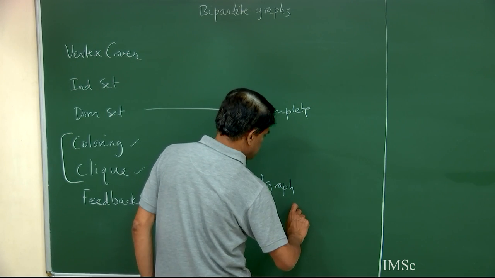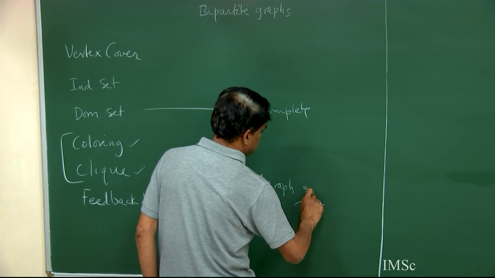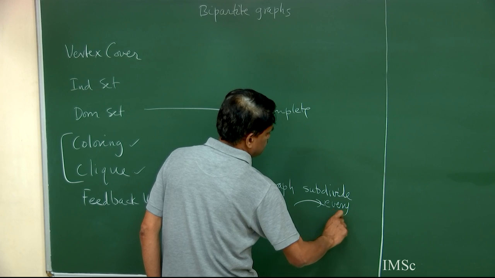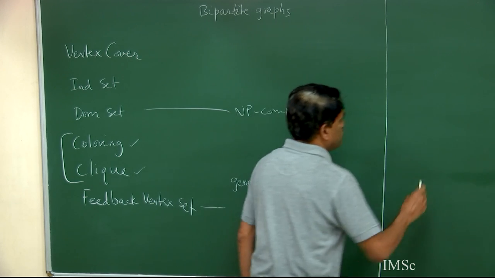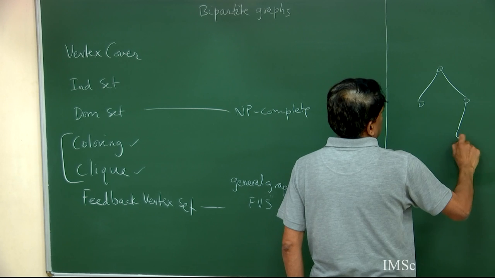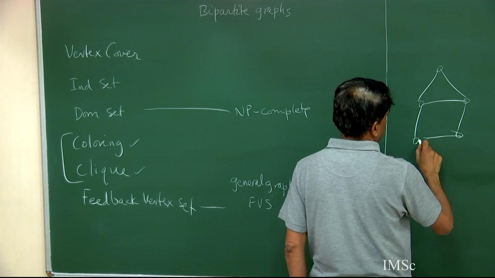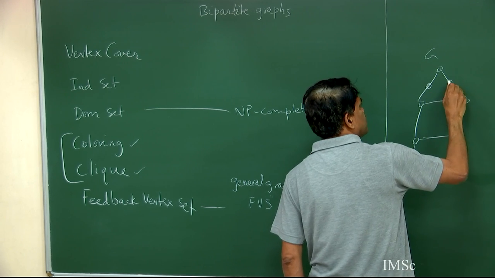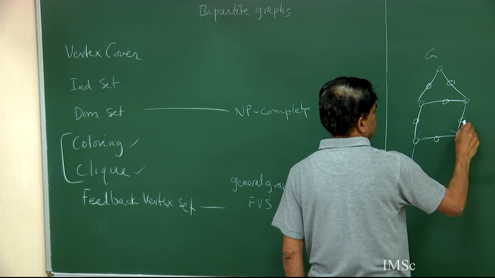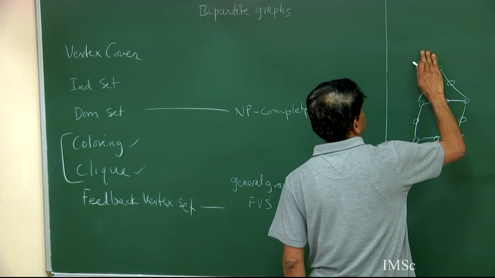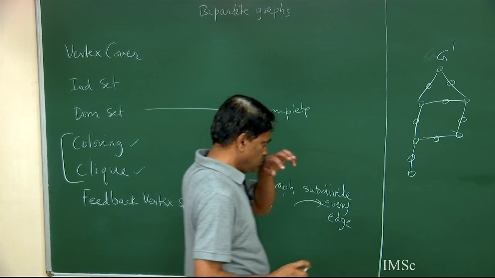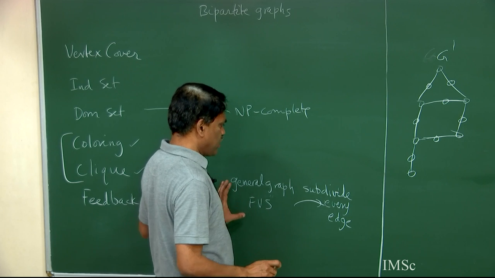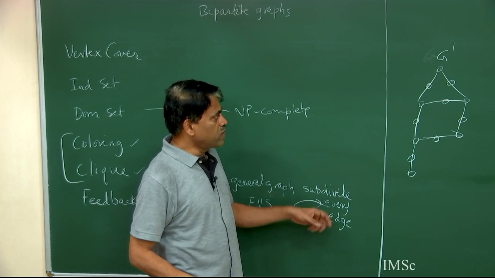So the reduction is that basically we subdivide every edge. So if this is your G, then your G prime will have basically a new vertex on every edge. So this is your G prime. Why is G prime bipartite? Because we want to get to a bipartite feedback vertex set. Right? So why is G prime bipartite?